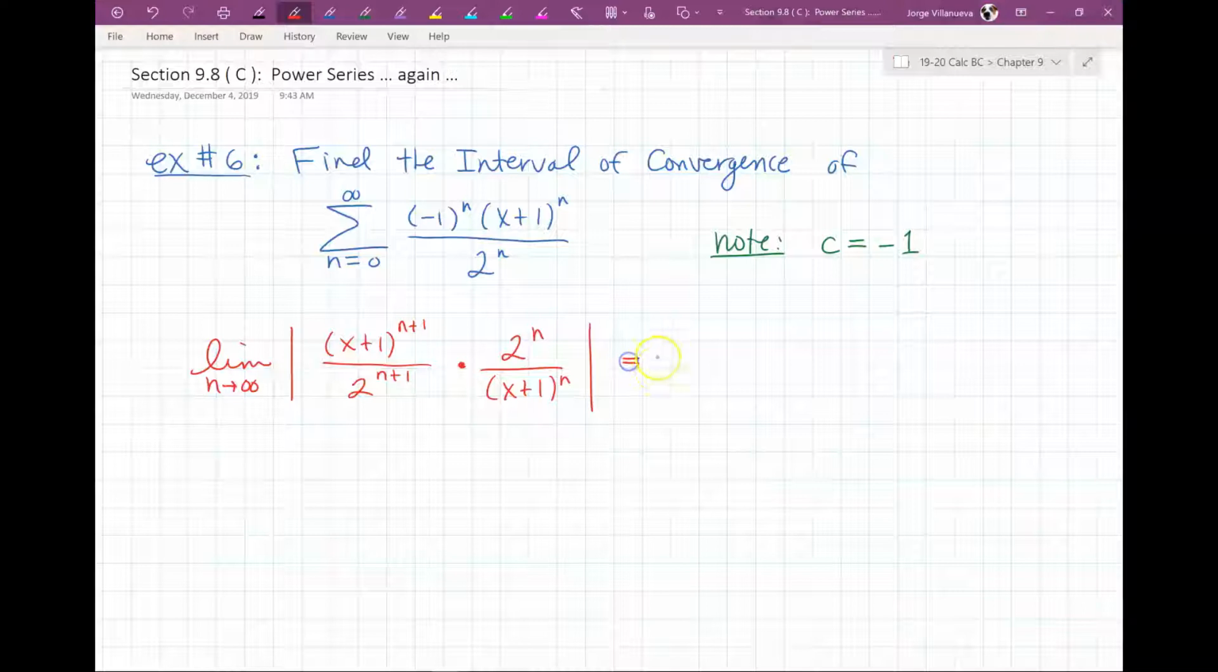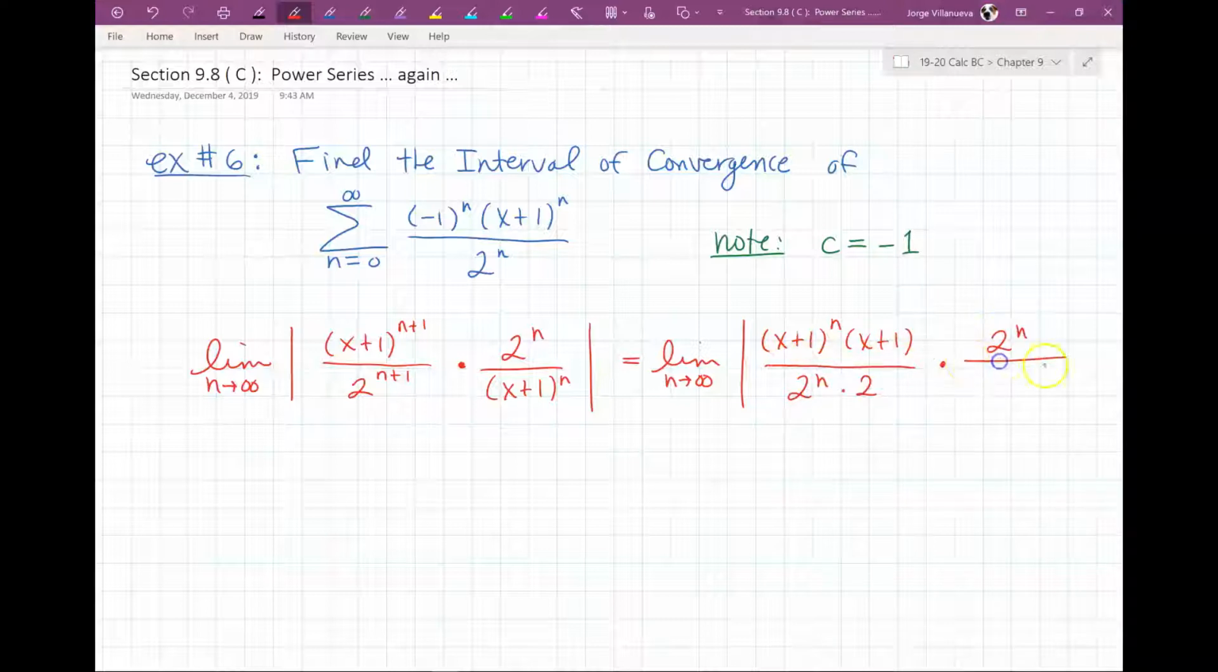Now again, just to show you guys the in-between step, so I don't lose anybody, we are going to rewrite this as x plus 1 to the n times x plus 1 over 2 to the n times 2, times 2 to the n over x plus 1 to the n. And we'll be able to cancel stuff out. Okay, so I just kind of expanded it. You don't have to show this step. I usually just cancel out within, but just to remind you, this is what it really means when you see the n plus 1 power, right? So the x plus 1 to the n will cancel out, and the 2 to the n will cancel out.